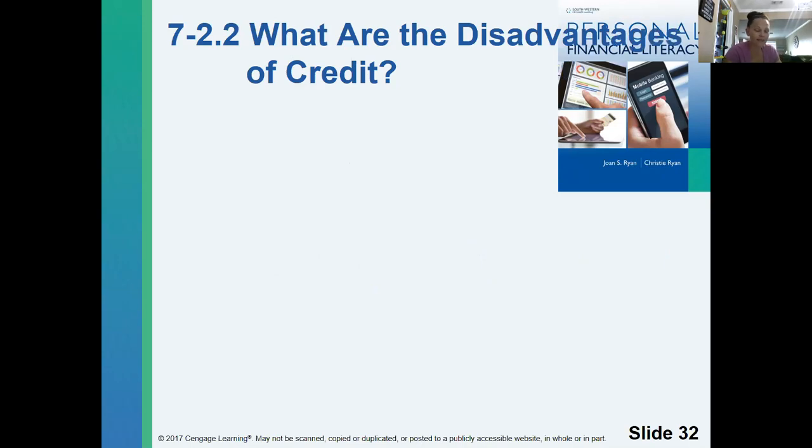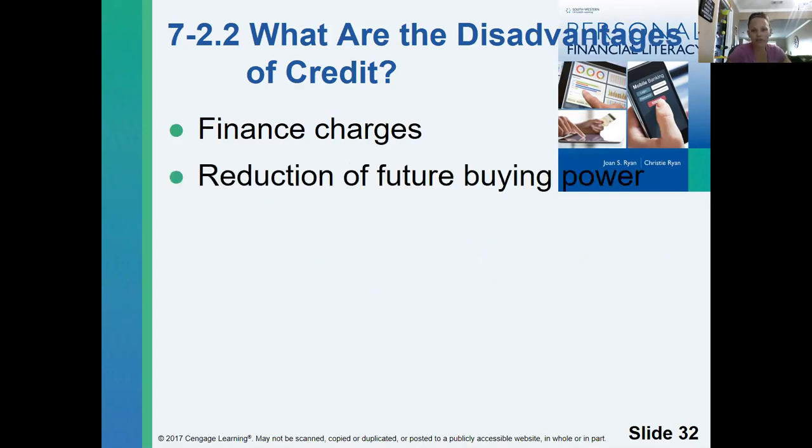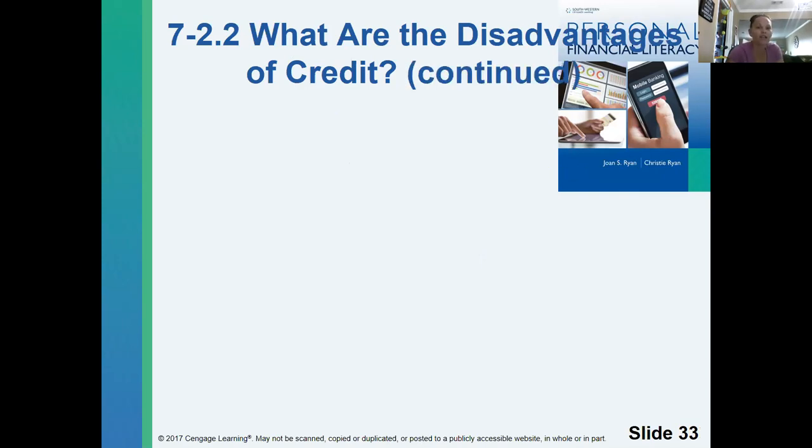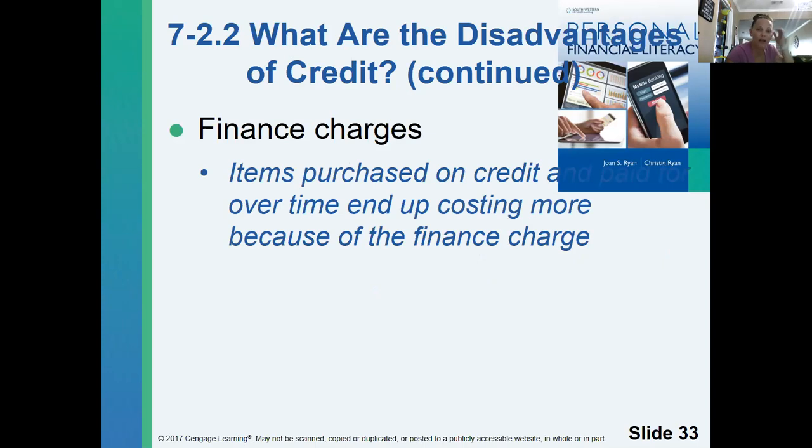However, there are disadvantages of credit as well. Finance charges, reduction of future buying power, overspending, and identity theft are the 4 big disadvantages of credit. So, finance charges: items purchased on credit and paid over time end up costing more because of the finance charge.